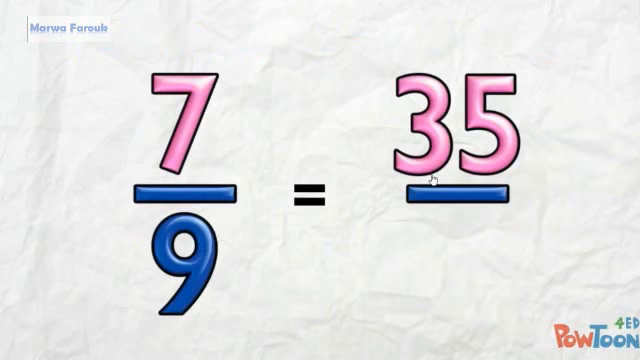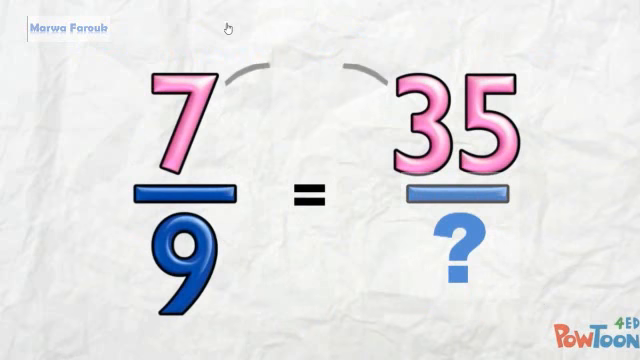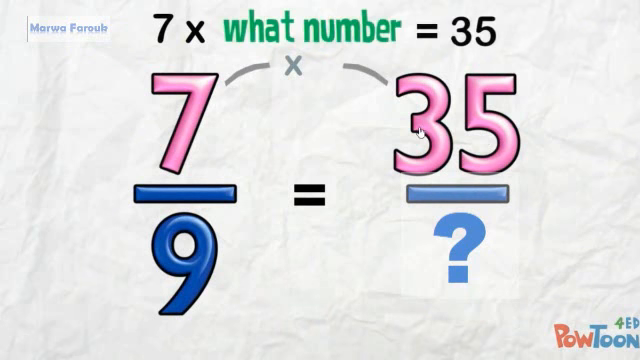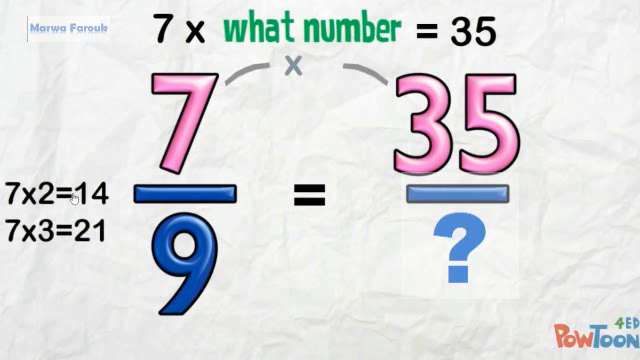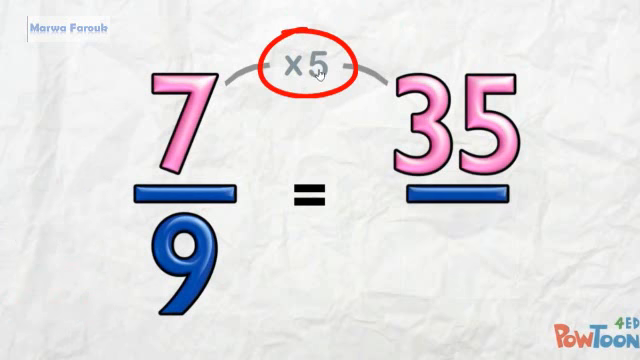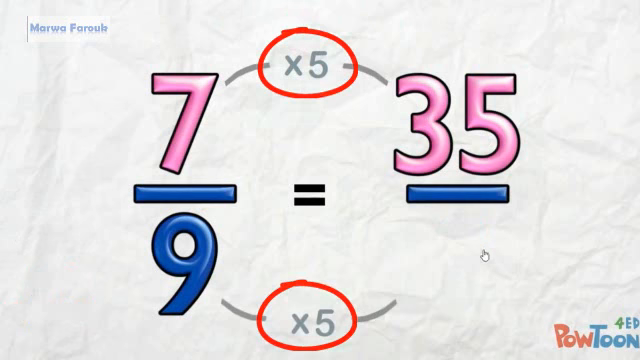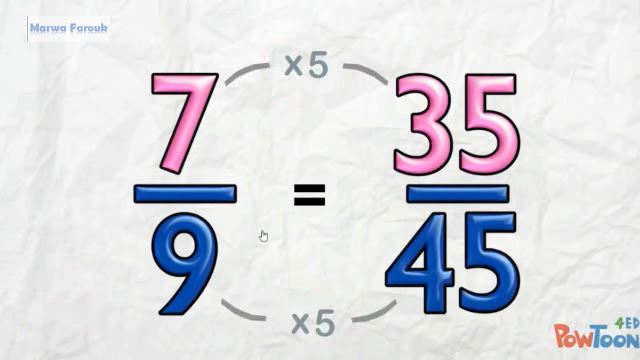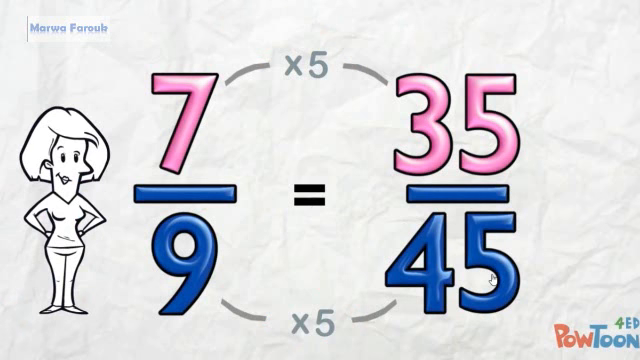Here we have 7 over 9 equals 35 over what? Here the denominator is missing. So I will think, 7 times what equals 35? I will remember table 7 until I get to that number, which is 35. It's 5. So we multiply up by 5 and multiply down also by 5. So we got 45. So 7 over 9 and 35 over 45 are two equivalent fractions.